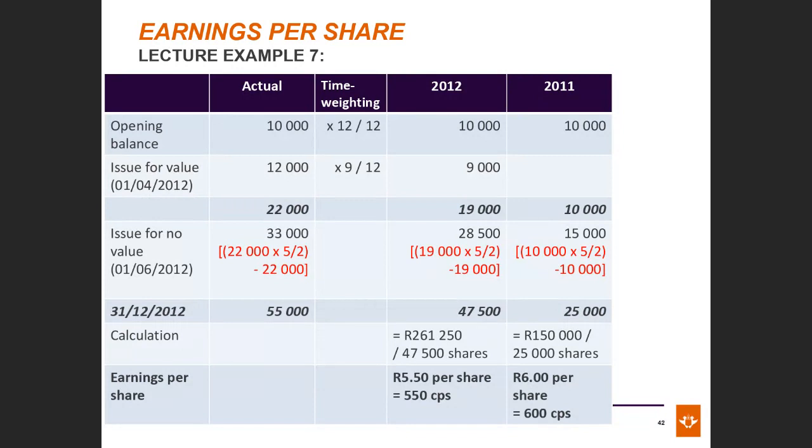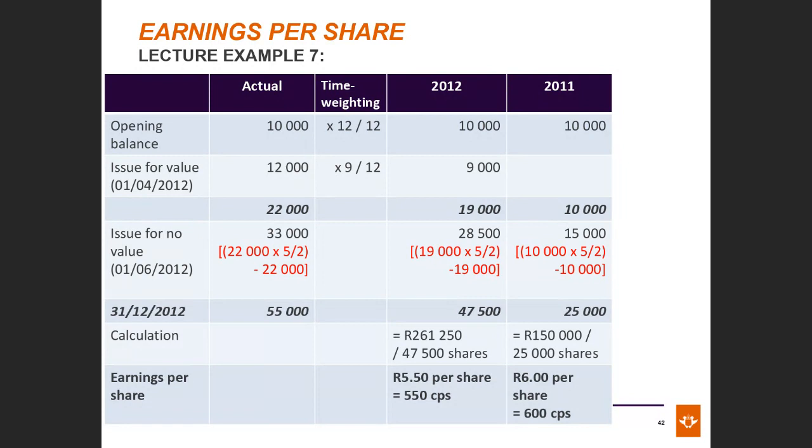So now when we calculate our earnings per share, we need to take our earnings per share given to us in the scenario. For 2012, our basic earnings per share was 261,250 divided by 47,500 shares, and that will give us an earnings per share of R5.50 per share. Then for 2011, we had a basic earnings per share of 150,000 divided by 25,000 shares, and that will give you R6 per share. Okay, so in this example, we looked at issue for value and issue for no value.